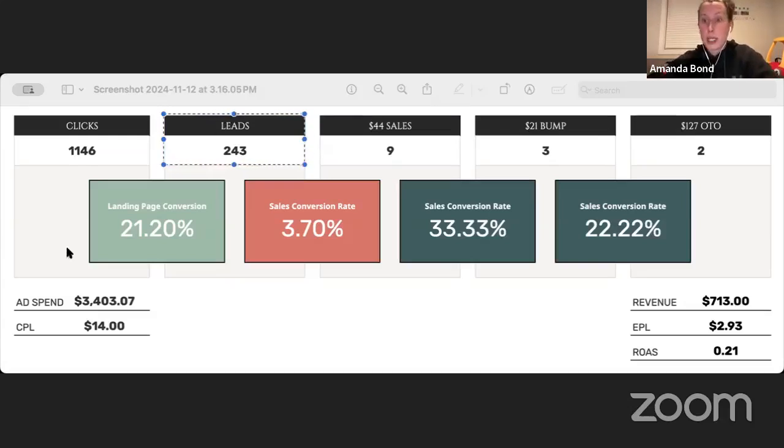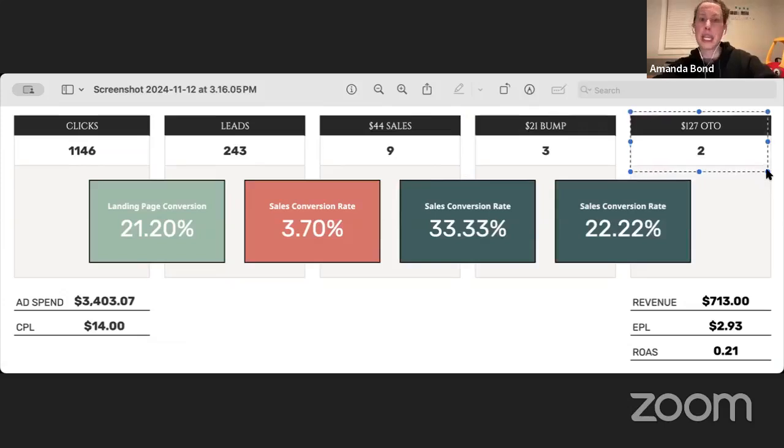But at the end of the day, we could have just taken this ad spend and put it towards another funnel that was designed to create a higher ROAS. This funnel, by the way that it's designed, this $44 product in an industry that has $14 average lead costs with a $21 order bump and a $127 one-time offer, the economics of that are not designed to be crazy profitable. So at the end of the day, Facebook ads are only amplifying the economics of the model we've chosen.